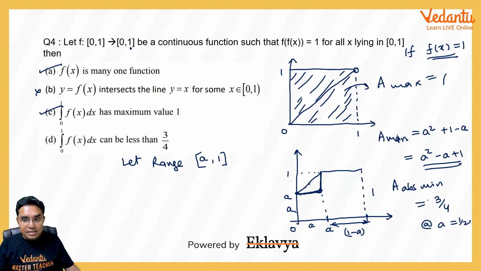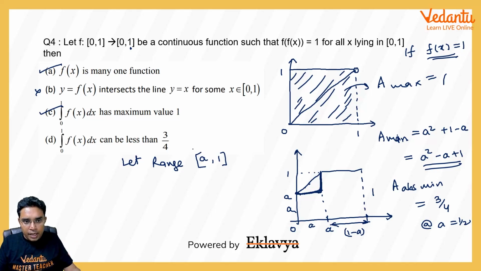But this 3 by 4, as you can see, is not possible, because this will be possible only if this portion of graph is completely vertical. But in that case, it will not be a function. We have to keep some slope here, and if we keep some positive slope here, then this value will be more than 3 by 4. You can only have an open bracket at 3 by 4, but it cannot be equal to 3 by 4. Less than 3 by 4 is out of question. So saying it will be less than 3 by 4 is not possible.